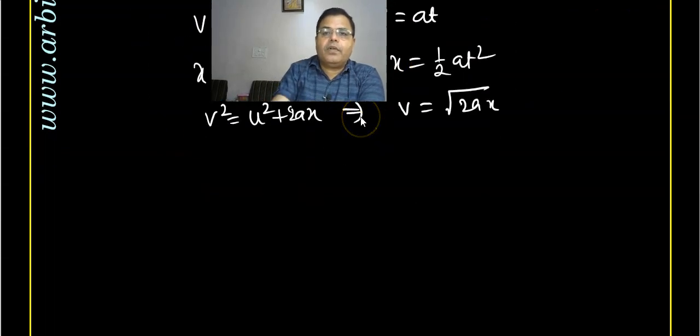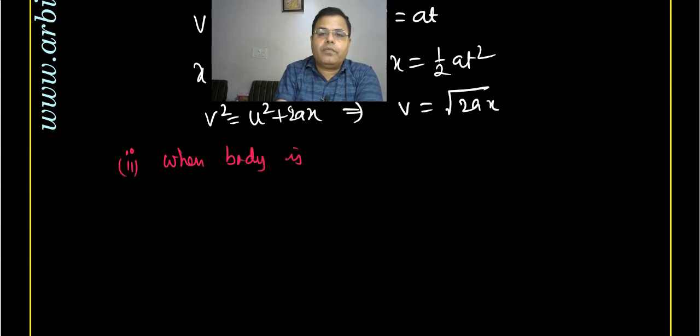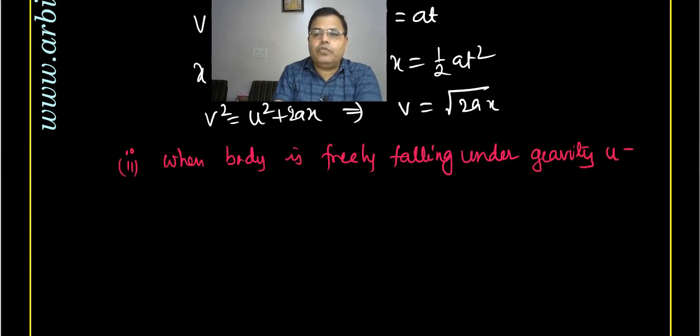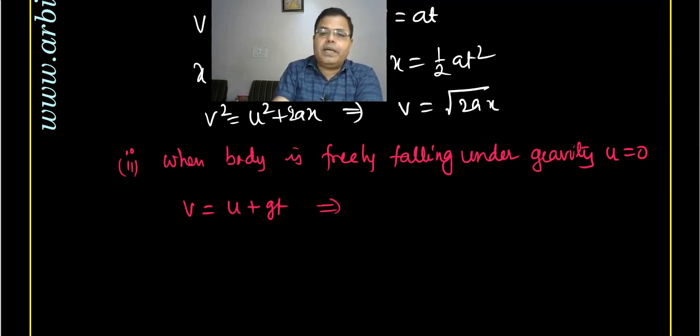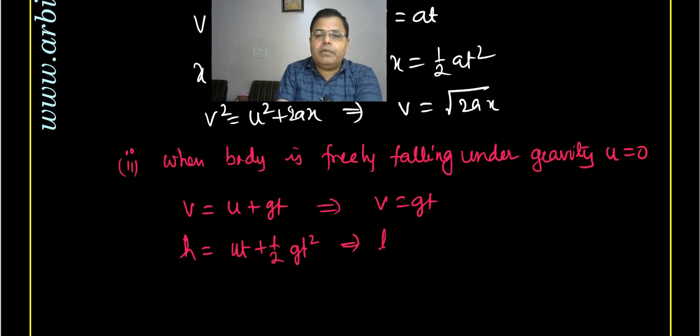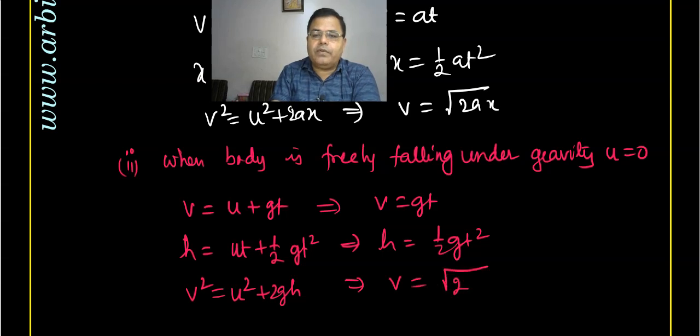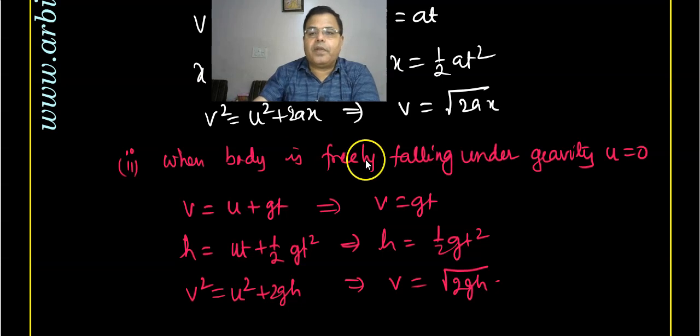Now the next thing is, when the body is freely falling under gravity, in that case also u is equal to 0, and then v is equal to u plus gt, where a is replaced by g, so v is equal to gt. h is equal to ut plus half gt square, that will be h is equal to half gt square, and v square is equal to u square plus 2gh, which will turn up as v is equal to under root 2gh. So remember these points, I hope you got it.